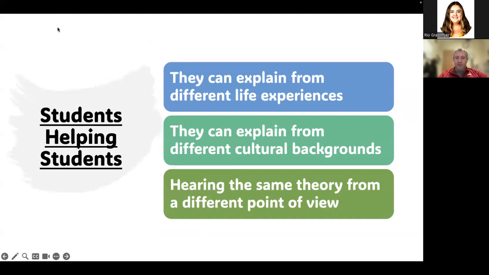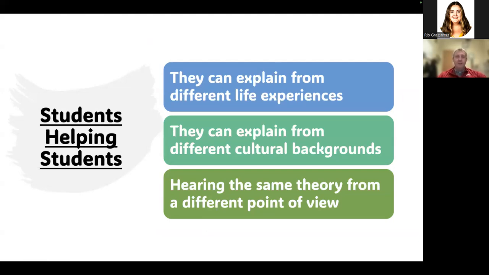Finally, students helping students. They can explain from different life experiences. Again, if a student asks why more than twice, once they get to twice and why, explain it a different way. If they get to a fourth time and you've explained it different ways, find somebody else to explain it to them.